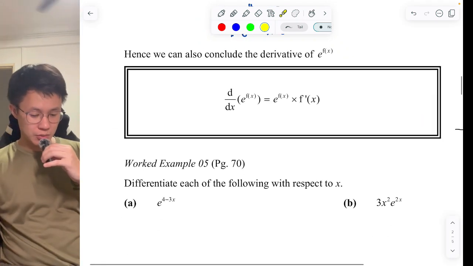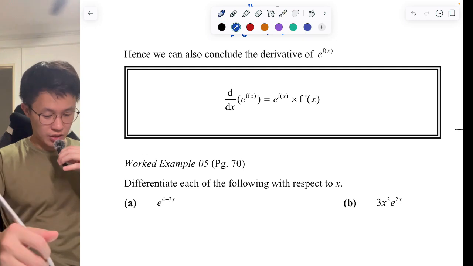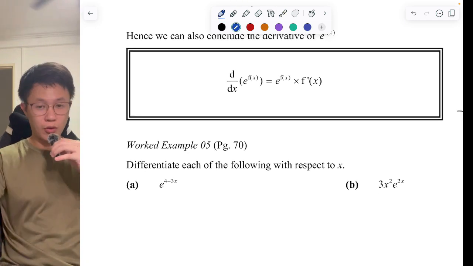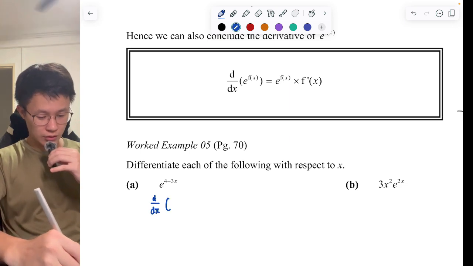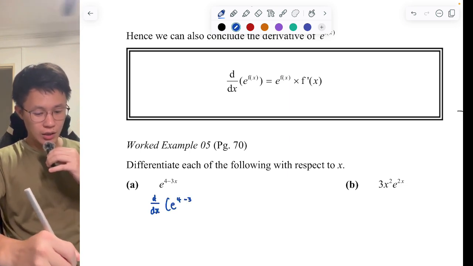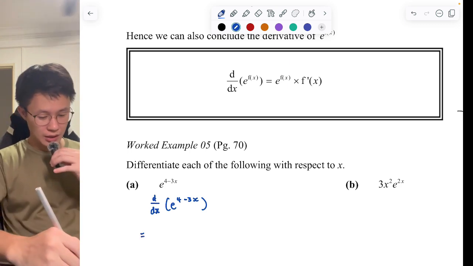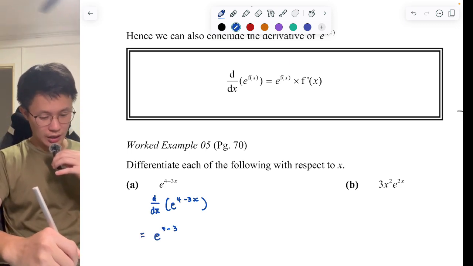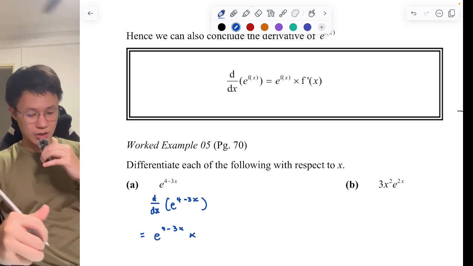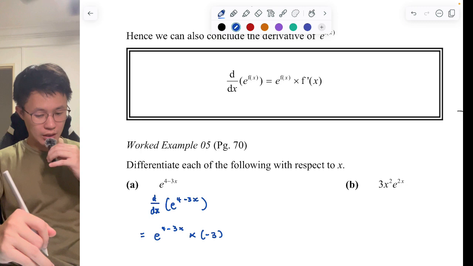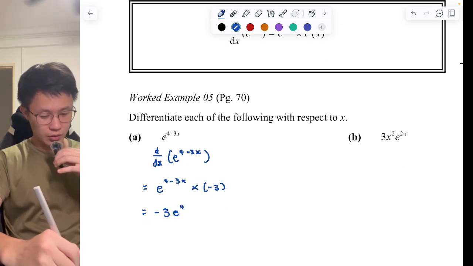So we look at a very quick example where I have different exponential functions, and the first one is e to the power of 4 minus 3x. Here we want to do d over dx of e to the power of 4 minus 3x, and this will simply give me e to the power of 4 minus 3x, and I just need to multiply it by the differentiation of 4 minus 3x, which is in fact just negative 3. So I can write it as negative 3 e to the power of 4 minus 3x.